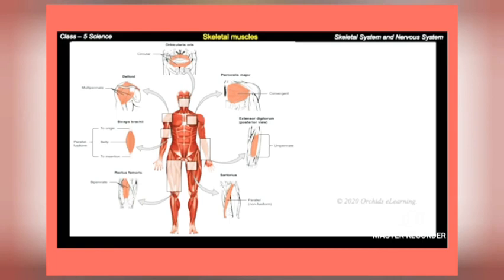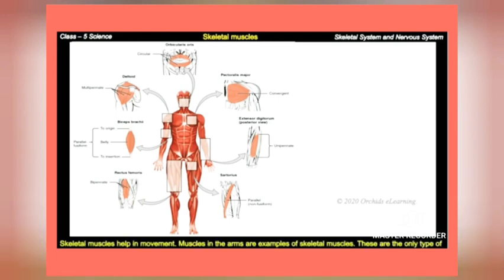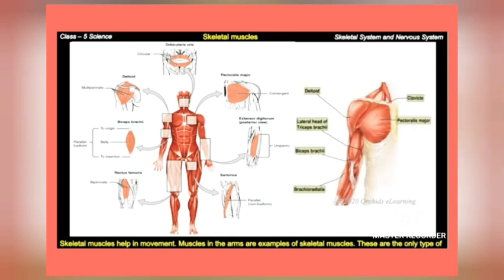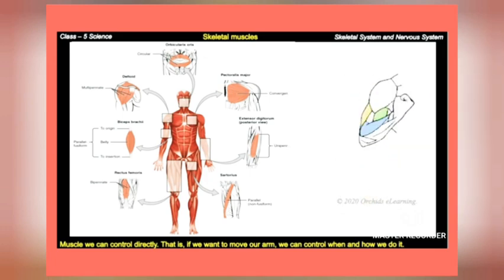Skeletal muscles. Skeletal muscles help in movement. Muscles in the arms are examples of skeletal muscles. These are the only type of muscle we can control directly. That is, if we want to move our arm, we can control when and how we do it.